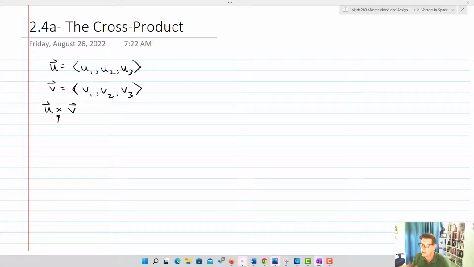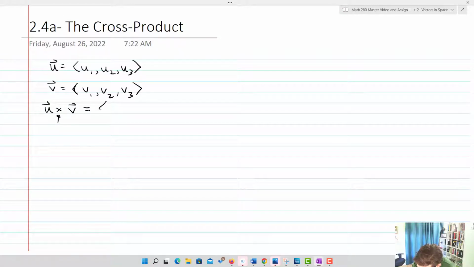Very important. Multiplication is just going to be represented by nothing. You put something next to another thing, that's just multiplication. The dot product is going to have a dot, and this is going to be representing our cross product. So u cross v is going to end up being another vector.